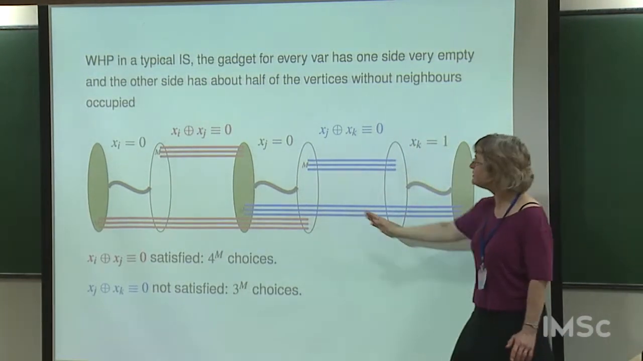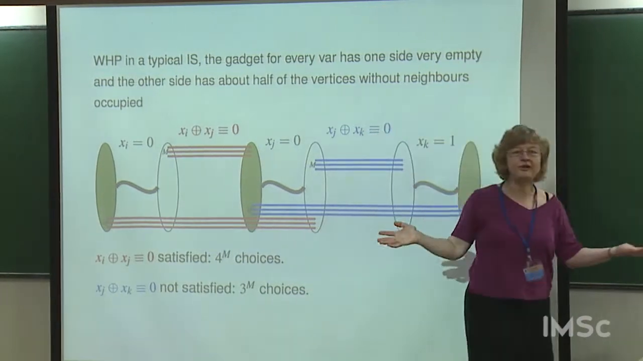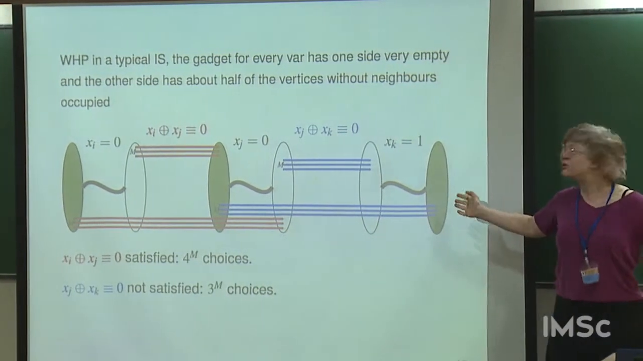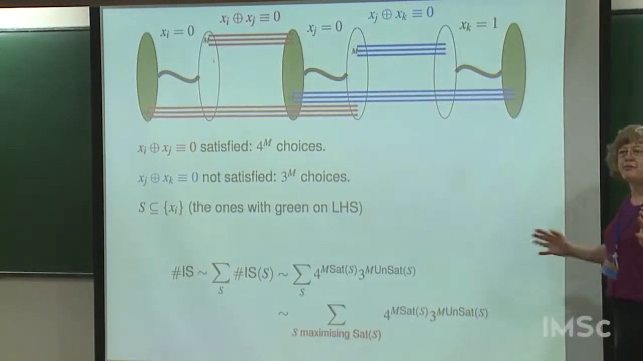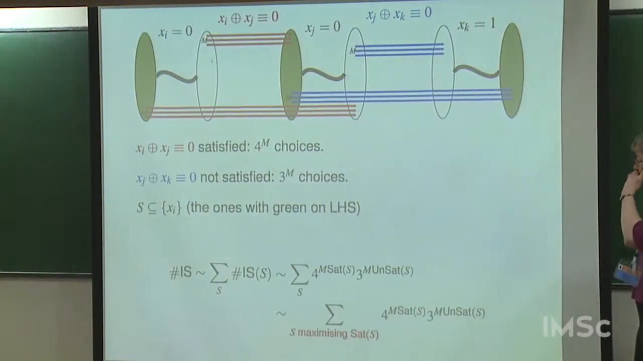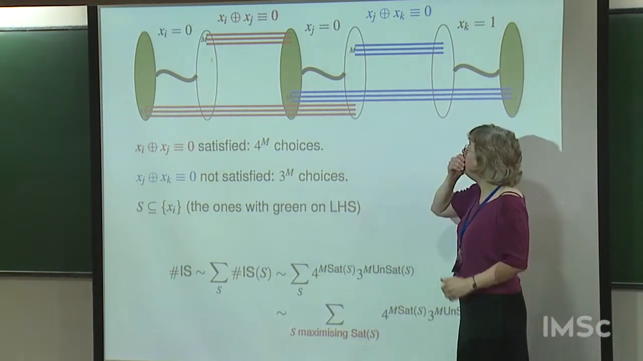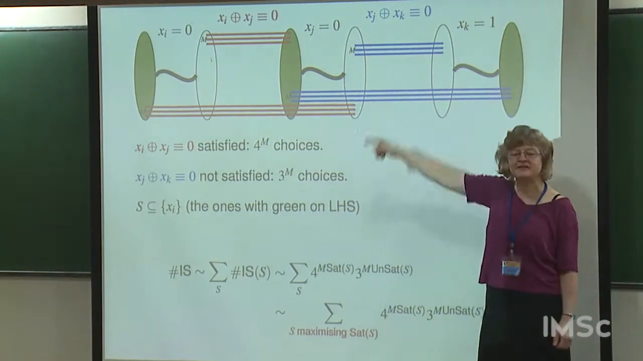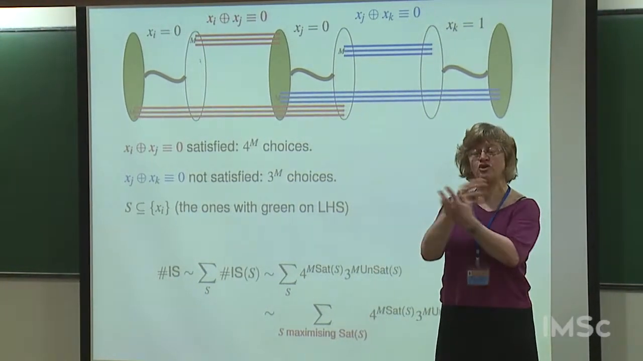So the point is that if the constraint is satisfied, I got 4 to the m choices. If it's not, I got 3 to the m choices. m is in my own control because I can build these matching edges. Okay, so that's good because now we're basically done. We just have to sum up, because if we look at an independent set here, it's very, very, very likely that all the gadgets are well behaved.